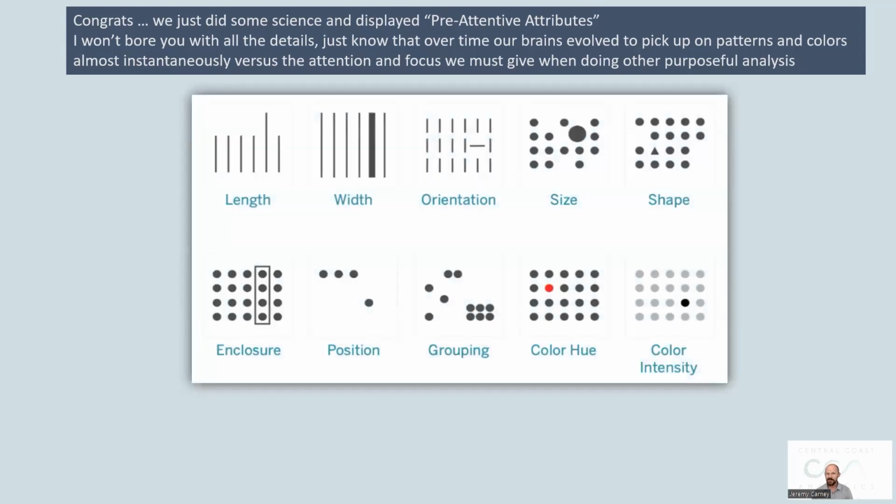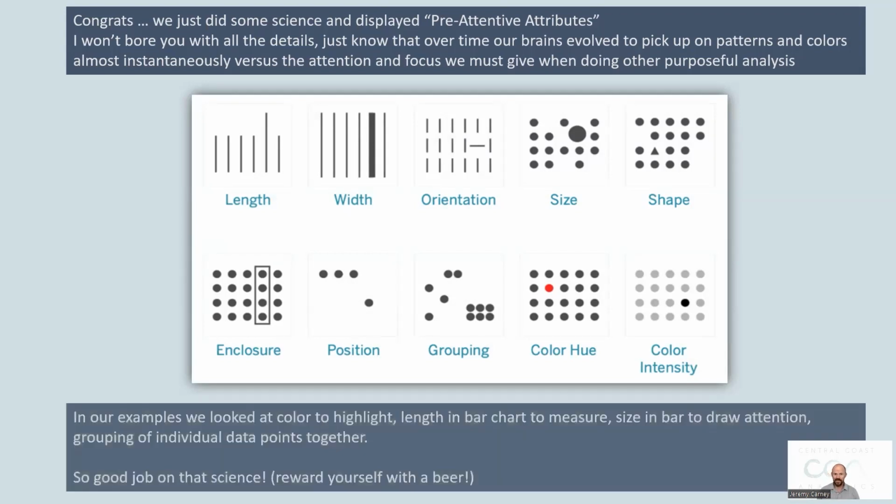On the screen, I have displayed what the different pre-attentive attributes are. And as you scan through these, think back through some of our examples, and you'll recognize that we used color to highlight certain things. We used the length in a bar chart to measure different beers against each other. In one case, we enlarged the size of a bar for pale to really draw attention to it. And we also grouped different individual data points together. So good job on that science. I hope that pre-attentive attributes make a little bit more sense now, and one of the reasons why data visualization is so effective.